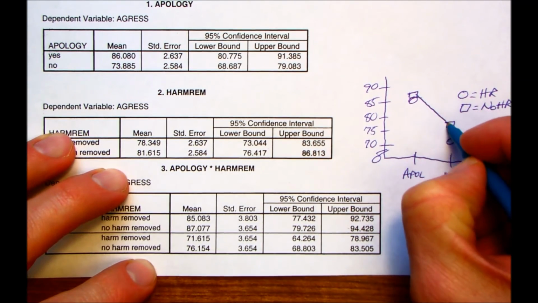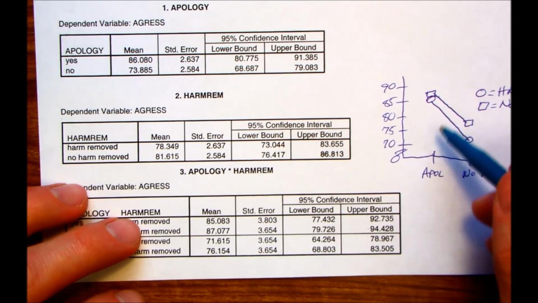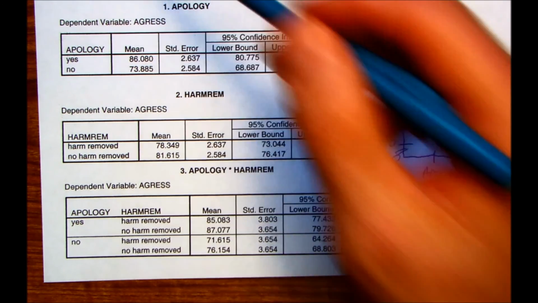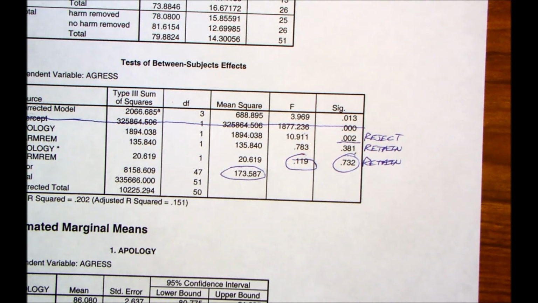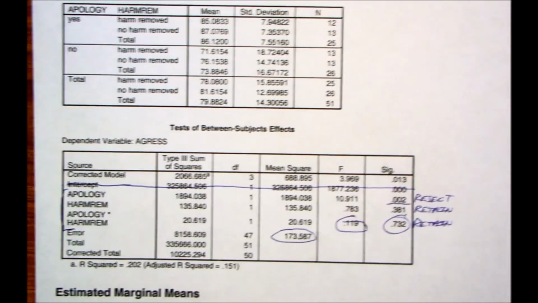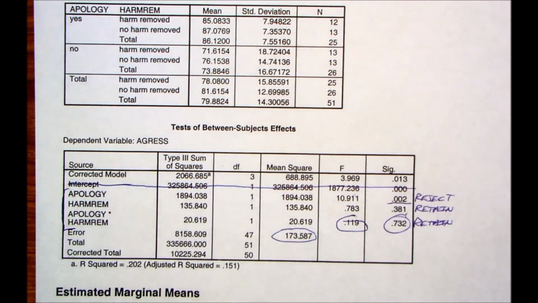We put these lines together, we connect these lines, and we see just by connecting these lines that there isn't much of an interaction. There isn't really an interaction at all that exists between the apology and the harm removal. And that's what we saw here as well in this F ratio, that it was not a significant difference that existed there. So our overall result is that the apology, no matter if it was a public apology, which would be here, or a private apology, helped to reduce the social aggression in this particular experiment.